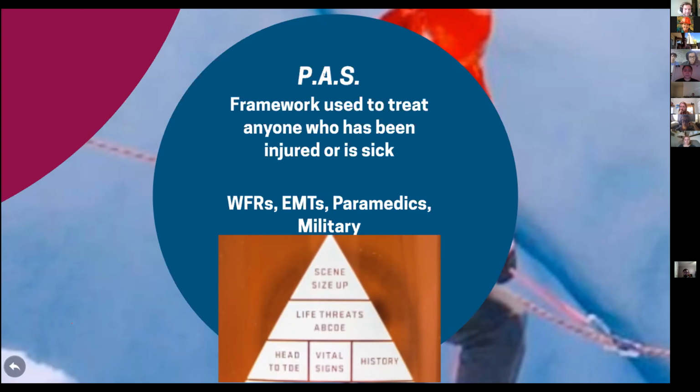So the PAS, Patient Assessment System, is a framework used to treat anyone who has been injured or is sick. And this is used by wilderness first responders, emergency medical technicians, paramedics, and folks in the military. For example, the wilderness first responder course that I recently taught had some EMTs and some Army Rangers and some police officers in it, and they were taught these same steps in their own emergency training. So really important stuff.